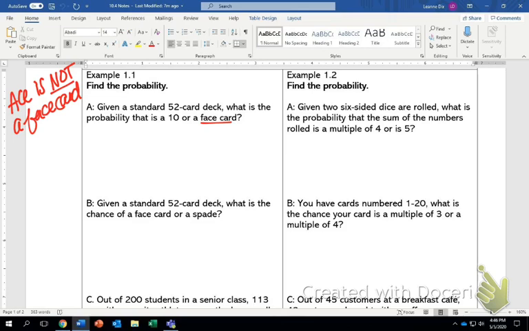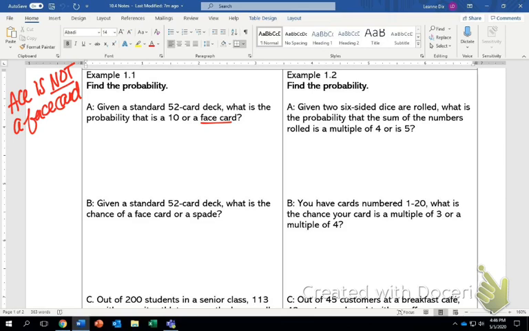Anyway, we are looking for the probability that it is a 10 or a face card. We have to ask ourselves, is this disjoint or is it overlapping? We can see that it is not possible for a 10 to be a face card or for a face card to be a 10.